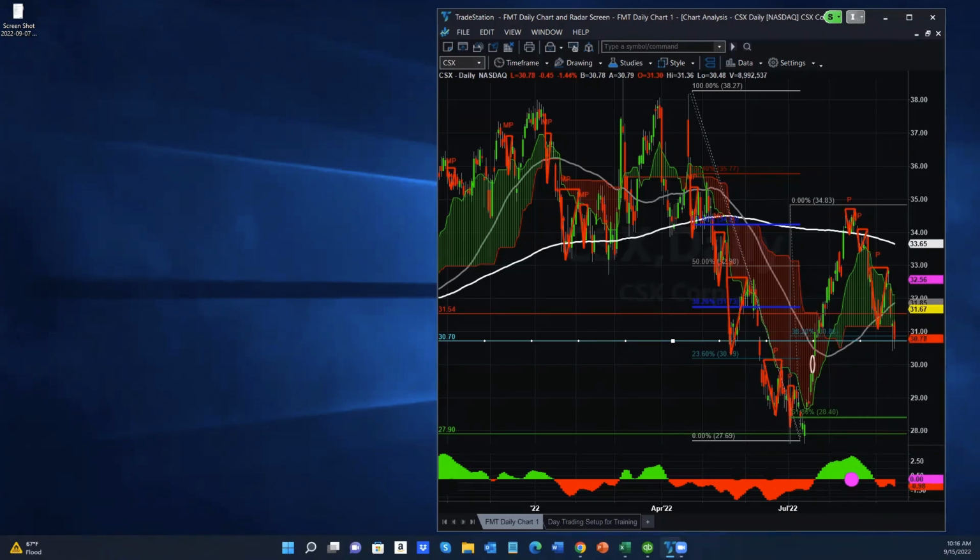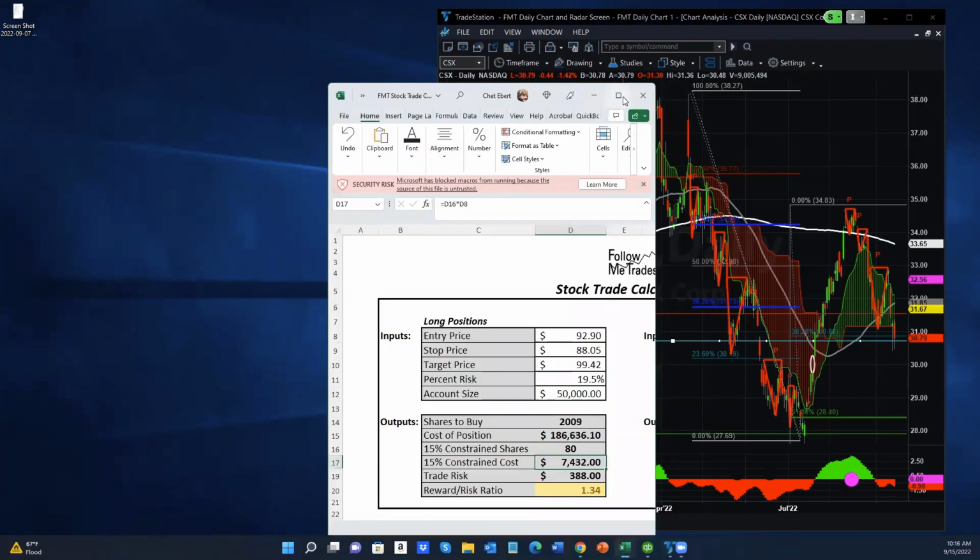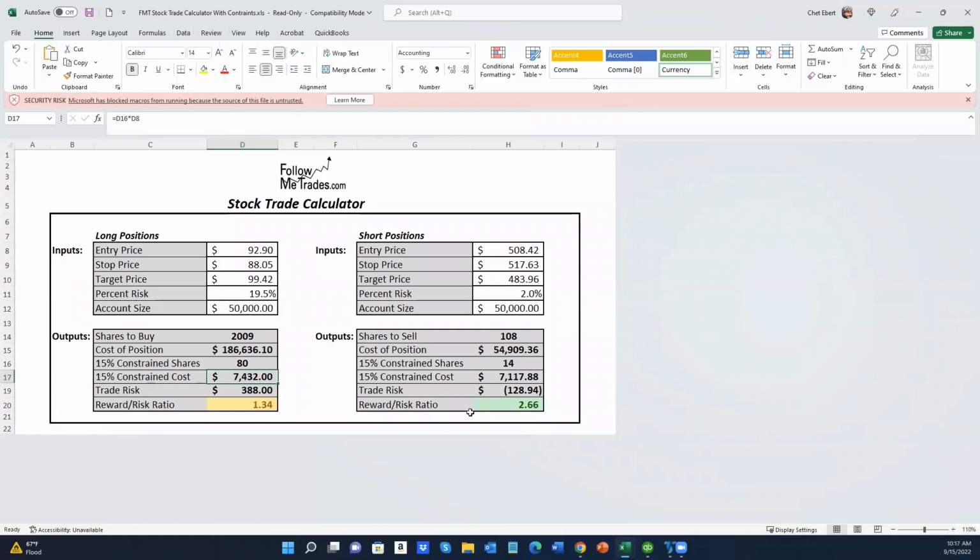Let me see if I got those numbers written down right. The entry just changed, 30.80. Okay. Let me pull over the calculator, and we'll stick those numbers in. Okay, so entry for the short is 30.80. The stop is 31.54. And the target is 27.90. All right, 3.92.